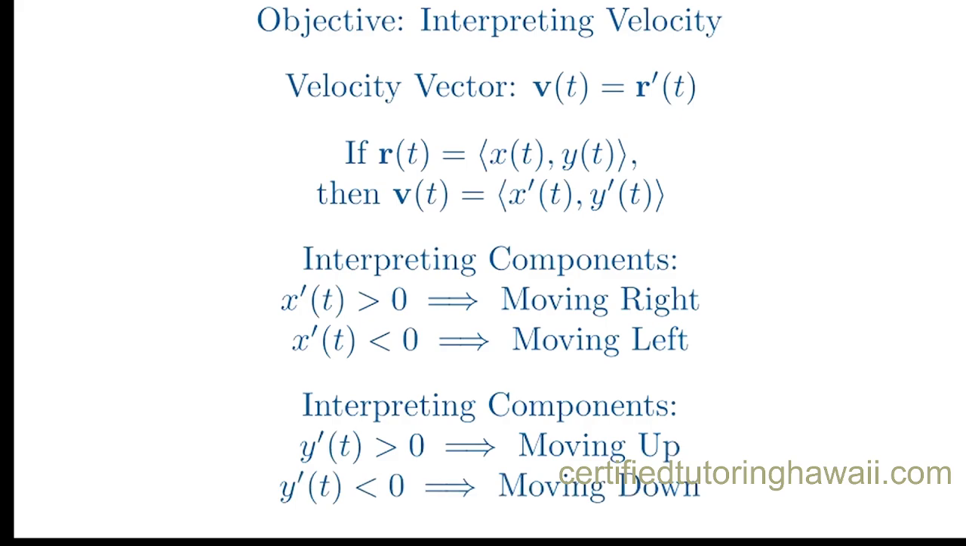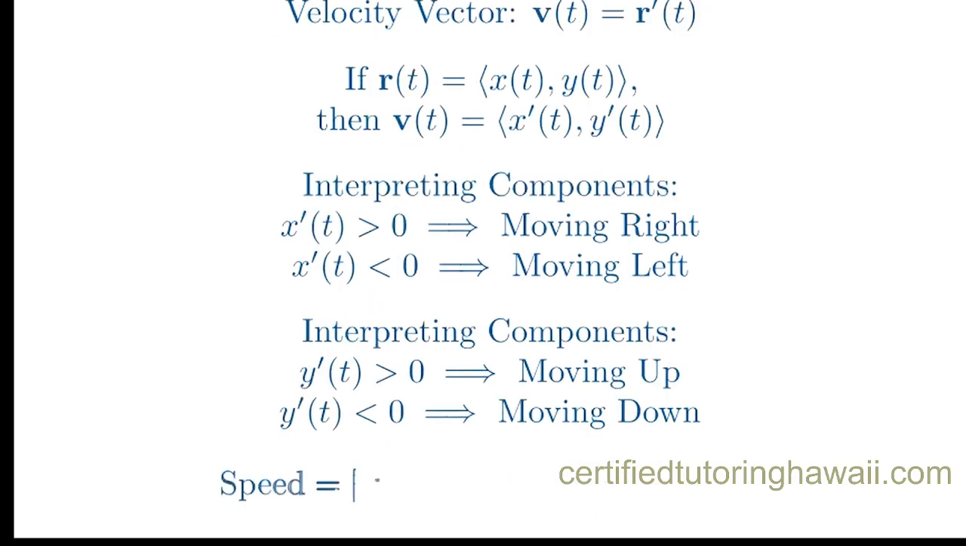The magnitude of the velocity vector gives us the speed of the particle. This is a very important concept. The magnitude of the velocity is equal to the square root of x prime of t squared plus y prime of t squared. This is our speed. To be clear, velocity is a vector that tells us direction and magnitude, while speed is a scalar that only tells us the magnitude of that velocity. So, the magnitude of the velocity vector is the speed.